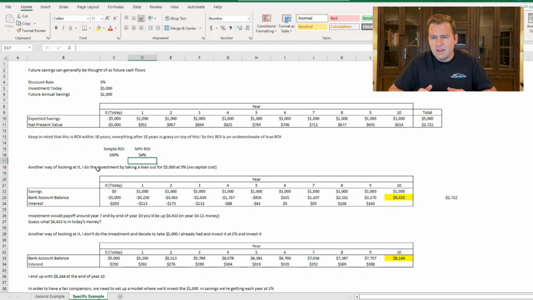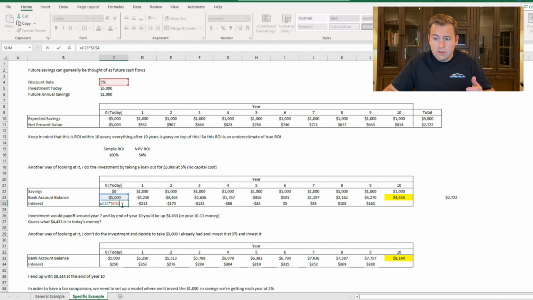Now, it still could be hard to wrap our head around the fact that, well, I don't get it. I got a net gain of $5,000. I gained $10,000. I spent $5,000. That's a net gain of $5,000. Why is it 54% my ROI? Well, another way of thinking about that is imagine you didn't have the money to pay for that $5,000 investment, and so you had to take out a loan. You took out a loan of $5,000, so your loan amount is $5,000, and your discount rate's 5%. Let's say that represents the interest rate. And so you're having to pay 5% of your account balance every year.